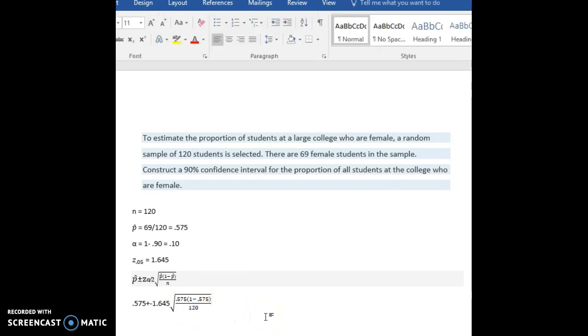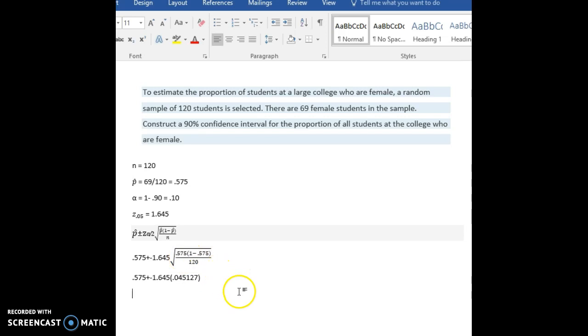Now I recommend that you do this square root first so you don't tend to make mistakes in your calculator. So I'm going to go ahead and do that, 0.575 plus and minus 1.645, and I will put this square root into my calculator first. In the calculator, that gives 0.045127. I'm going to go ahead now and multiply my 1.645 times that decimal.